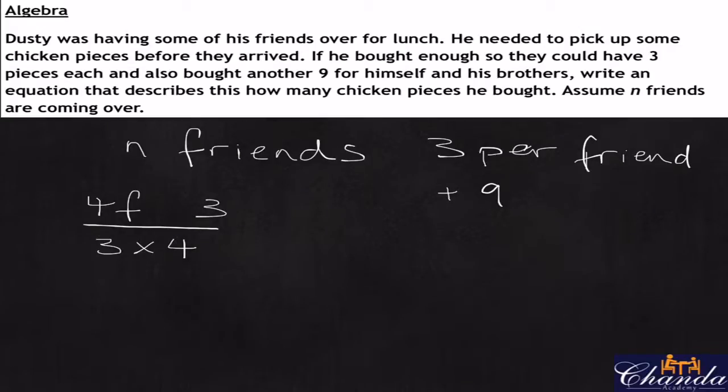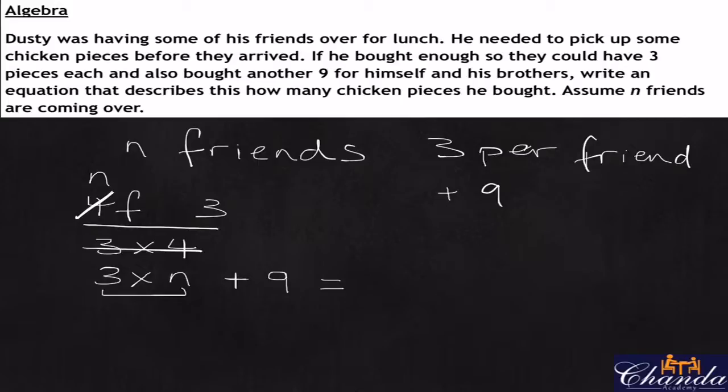However, in this case, we don't know the number 4. We know that it's an n. So it will be instead 3 times n. So 3 times n will tell me exactly the number of chicken pieces that he has bought for his friends. On top of the 3 times n that he bought, he also bought another 9 for himself and his brothers. So the equation is 3 times n plus 9.